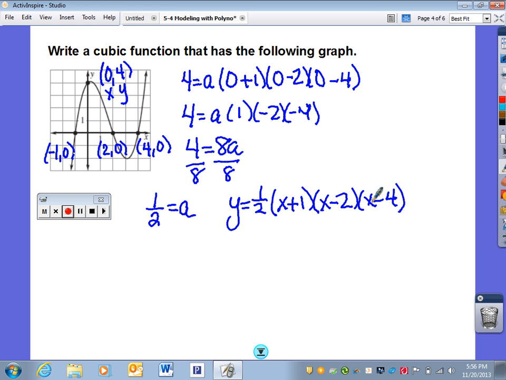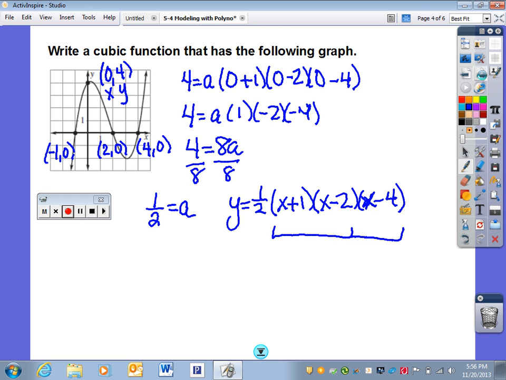If you were asked to write this equation instead of intercept form to put it into standard form, we would simply need to multiply that out. So we could multiply x plus 1 times x minus 2, foiling that, then take that answer times the x minus 4, simplifying that cubic function part and then multiply all of it by 1/2. But in this lesson, I would like you to leave these in intercept form.